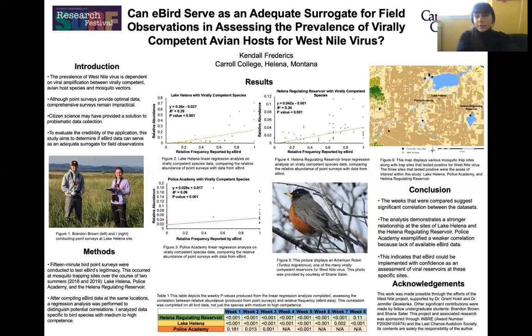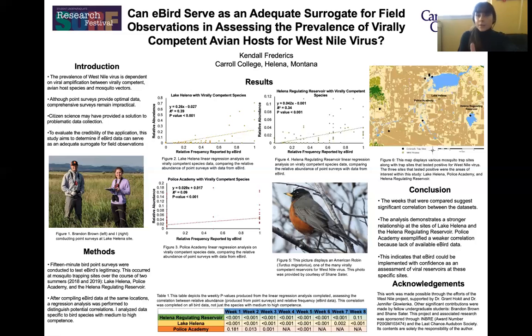Okay, so in reference to Table 1, I also performed a linear regression on all bird data, not just the moderate to high competence, and this was done on a week-to-week basis within our study. So again, significant correlations were also produced, and you can see again, Police Academy did not yield as many significant correlations. And again, we think this might be due to lack of data.